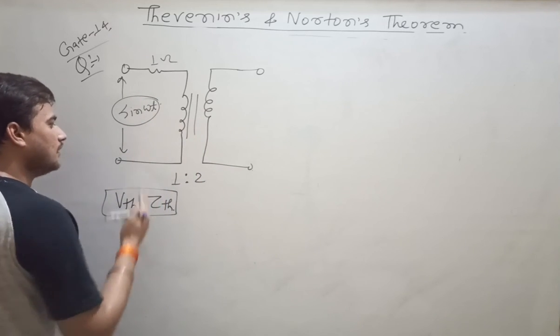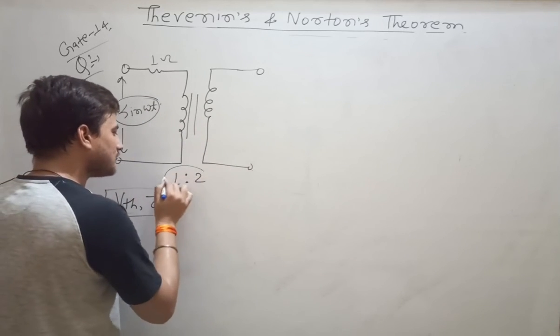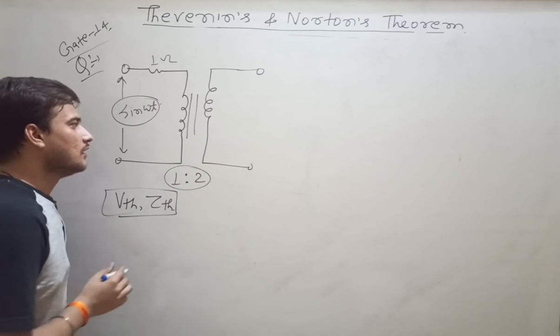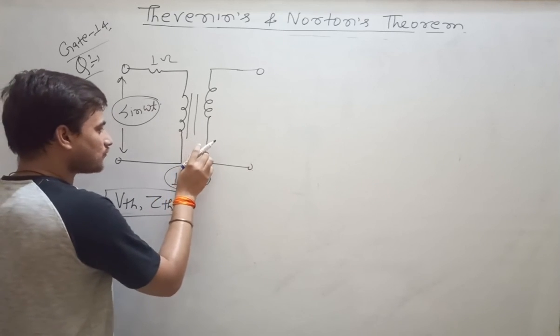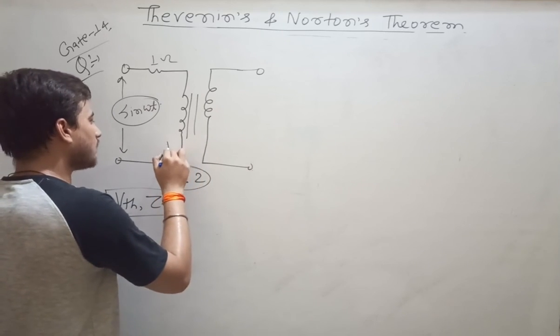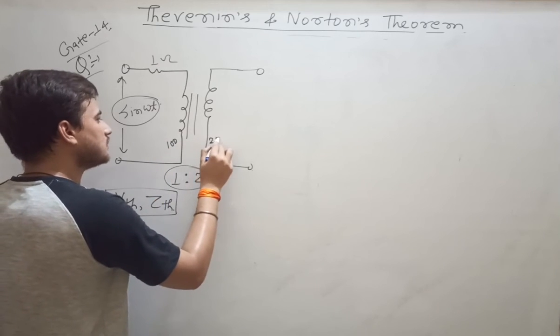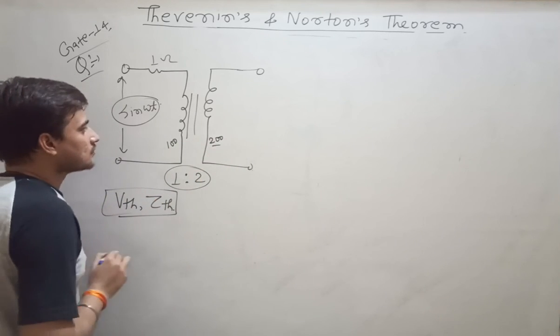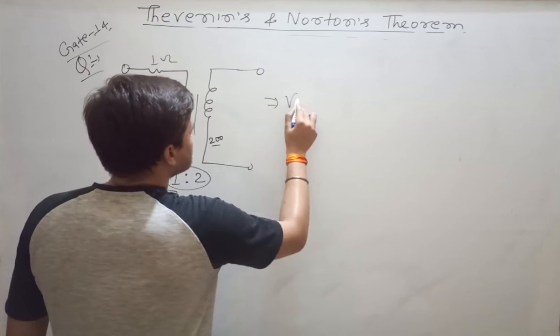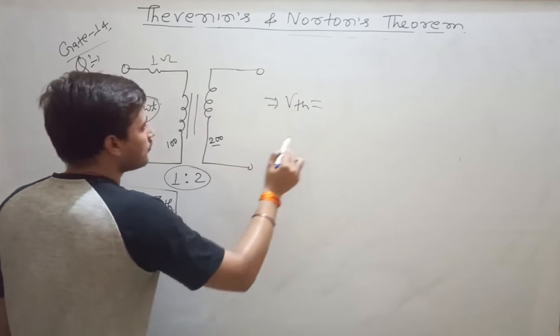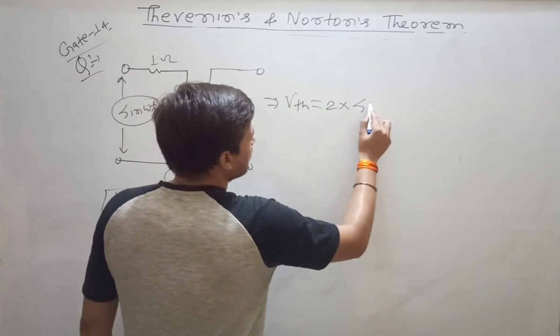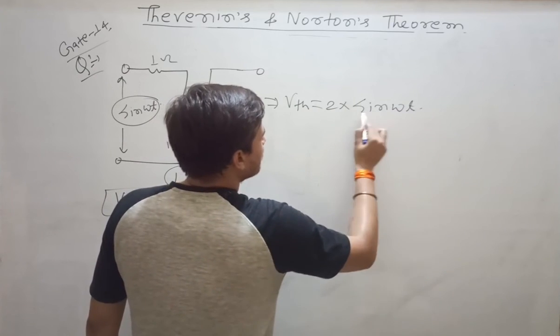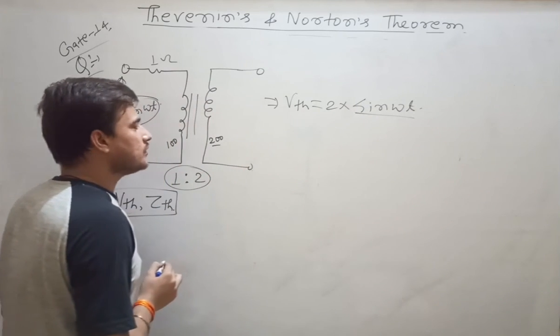this voltage will be multiplied by the turns ratio. Suppose here the turns ratio is 1:2. Suppose here the number of turns is 100, so here the number of turns is 200. Clear? That means VTH will be nothing but 2 into sin omega t.